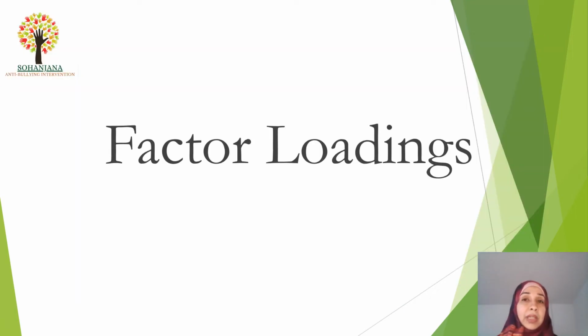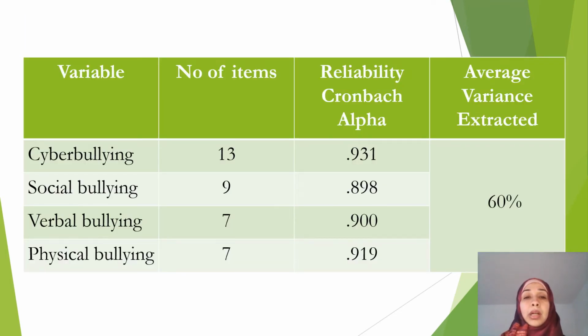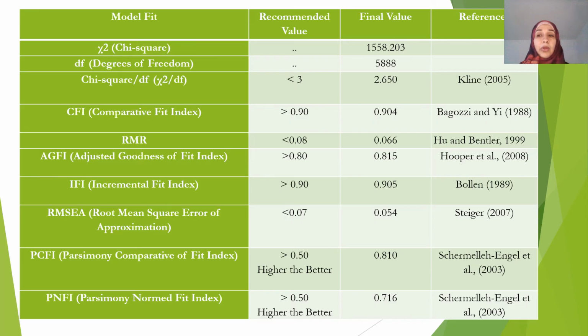Now, after finalizing and establishing content validity, we ran the factor analysis for the questionnaire using SPSS version 27 and AMOS version 24. In the final questionnaire, we were left with 13 items for cyberbullying, 9 items for social bullying, 7 items for verbal bullying, and 7 items for physical bullying. Reliability and average variance extracted, which is used to establish construct validity, were also in an acceptable range. We also checked the model fitness criteria, and in this study, all or most of the model fitness criteria were met, and we can say that the model was fit to analyze and test the hypothesis.